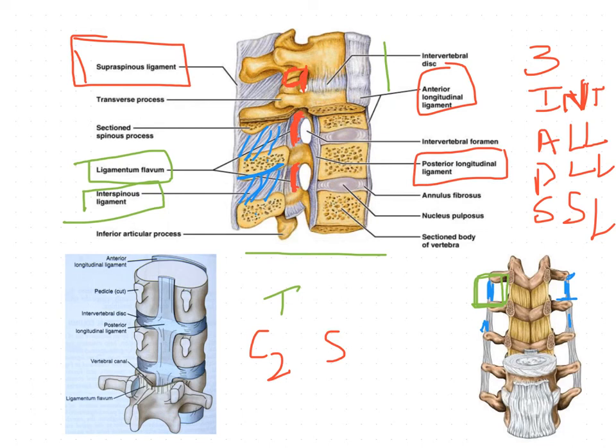So these are all the attachments of the ligaments which are found in the vertebral column. In the next session we are going to discuss each and every ligament's functions in detail.